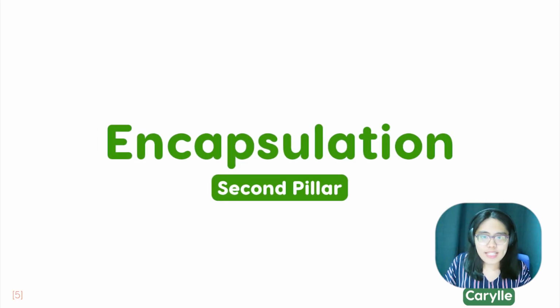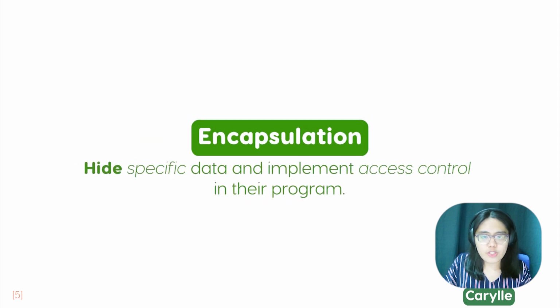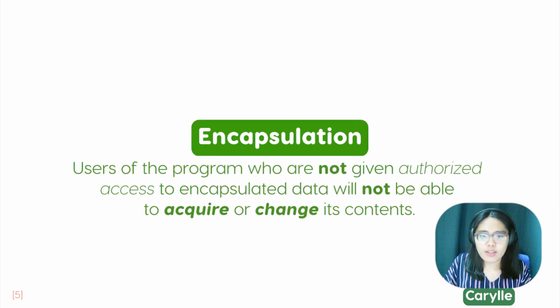Now let's move on to encapsulation, to be covered by Kirill. Now let's take a look into the second pillar known as encapsulation. By this principle, developers can choose to hide specific data and implement access control in their program. Users of the program who are not given authorized access to encapsulated data will not be able to acquire or change its contents. Let's exemplify this core concept.